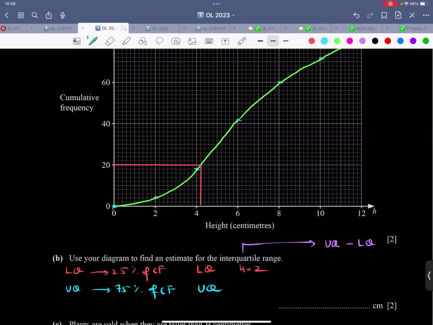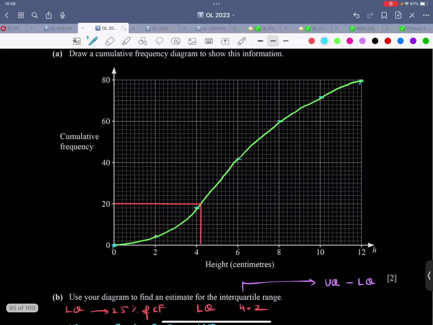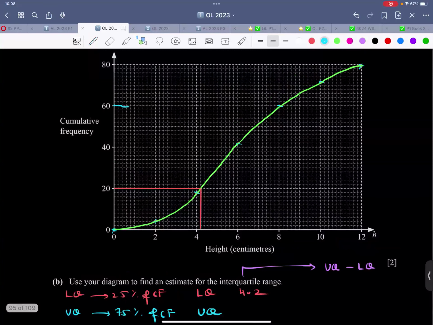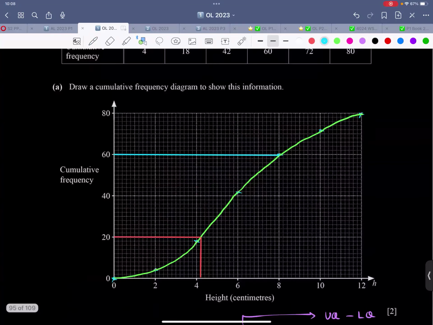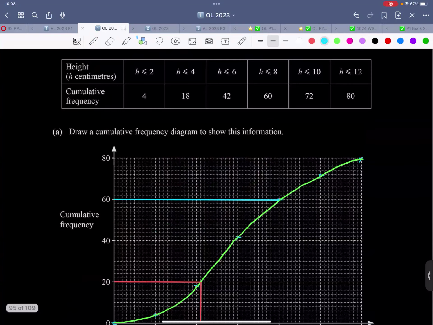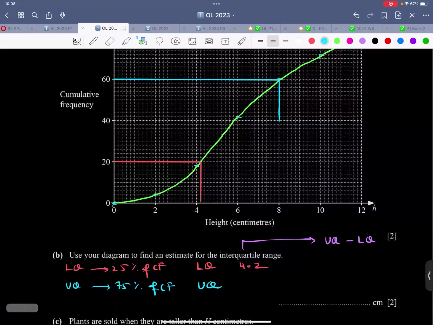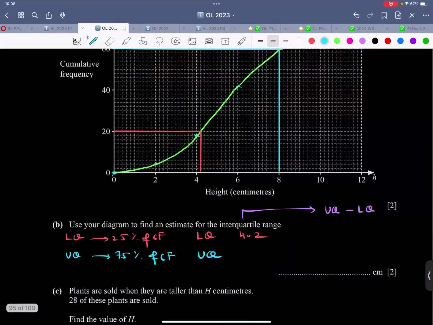Similarly, let me go to 75% of 80, which is 60. So I've drawn a line like this, touched the graph, and 60 was giving me 8. So this was a point already on the graph. And the upper quartile value is 8. So therefore, the interquartile range is upper minus lower. 8 minus 4.2 is 3.8.